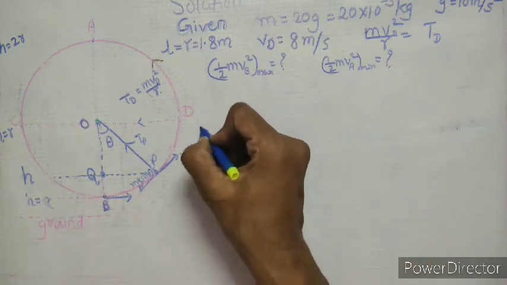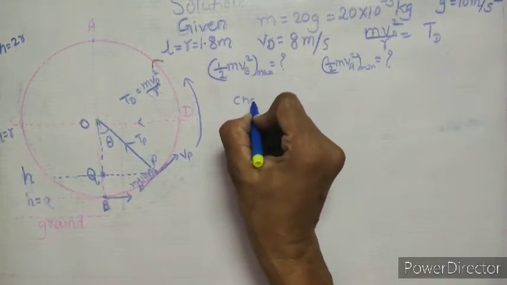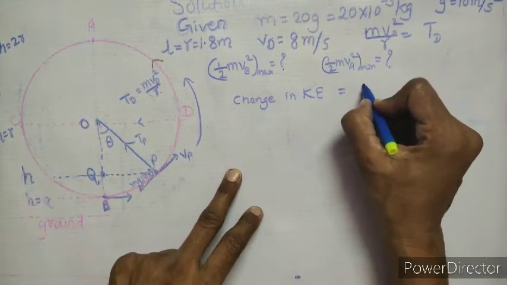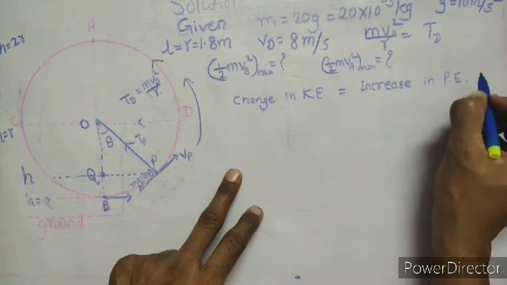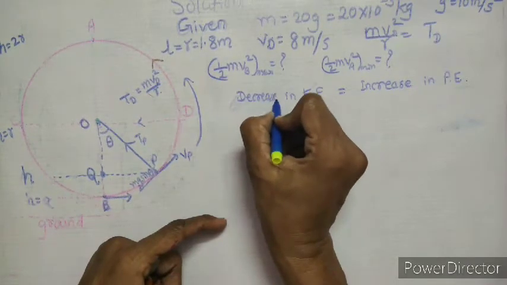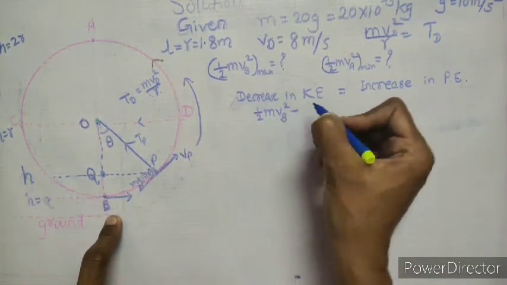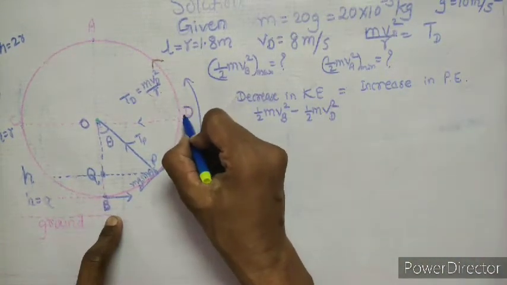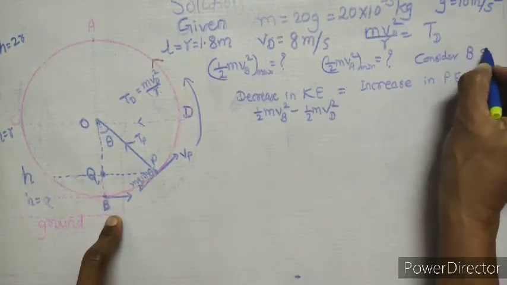So you know that when we go up, kinetic energy is converted into potential energy. So here the change in kinetic energy, the decrease in kinetic energy, is equal to the increase in potential energy. The decrease can be written as half m vB square minus half m vD square, because we consider the points B and D. Since vD is given, we consider points B and D.